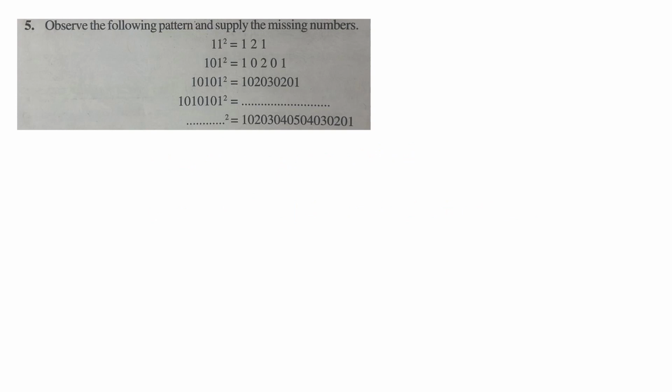The fifth question given to us is, observe the following pattern and supply the missing numbers. So 11 square is equal to 121. 101 square is equal to 1 0 2 0 1, and you're adding these. The number of ones you have is 2, right? So 2 and 0 and 1. So again 1 0 1 0 1, the number of ones is 3. So you are writing 3, 0, 2, 0, 1.